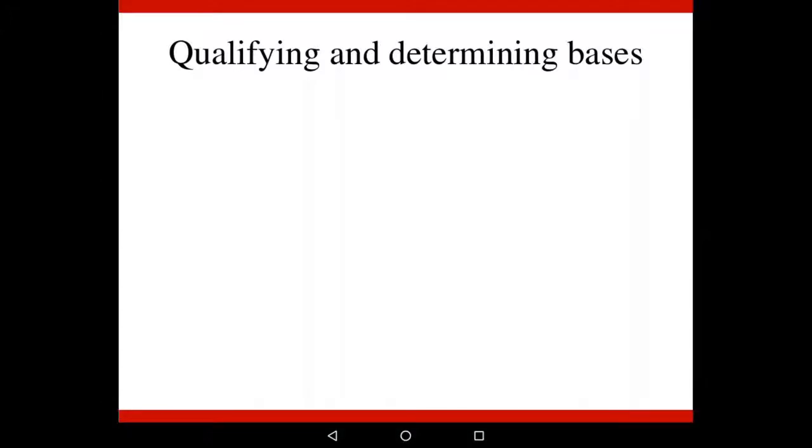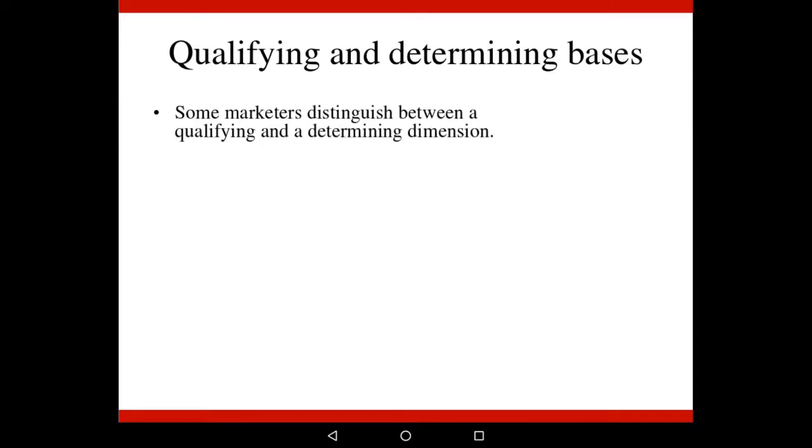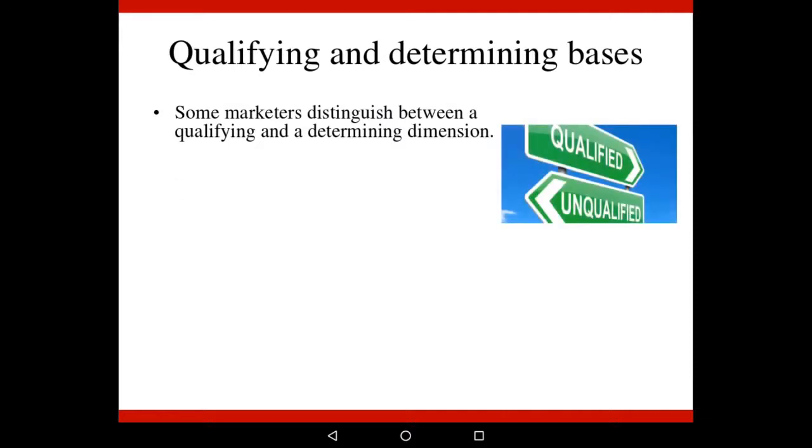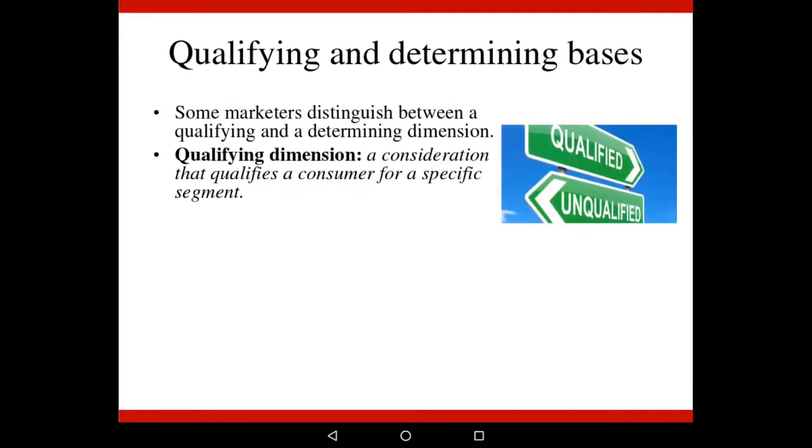Okay, qualifying and determining dimensions or bases. Some marketers distinguish between a qualifying and a determining dimension. A qualifying dimension is a consideration that qualifies a consumer for a specific segment.